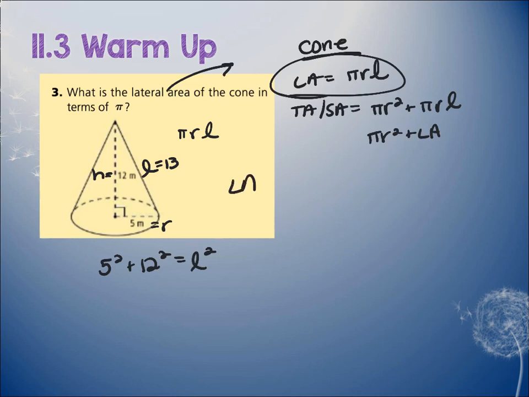So then my lateral area is just pi times the radius, which is 5, times the slant height, which is 13, and I get 65 pi meters squared.